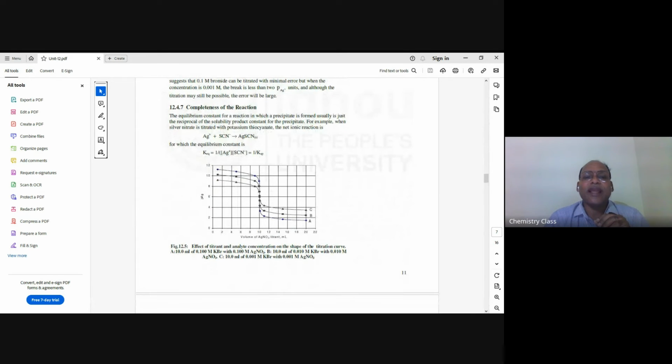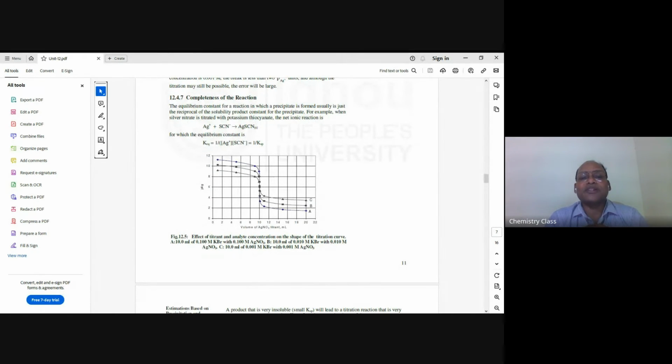Then, completeness of the reaction. The equilibrium constant for the reaction in which the precipitate is formed usually is just the reciprocal of the solubility product constant for the precipitate. For example, when silver nitrate is titrated against potassium thiocyanate, the net ionic reaction is Ag+ + SCN- → AgSCN, for which the equilibrium constant K is 1/Ksp. So these are the plots for these particular things.